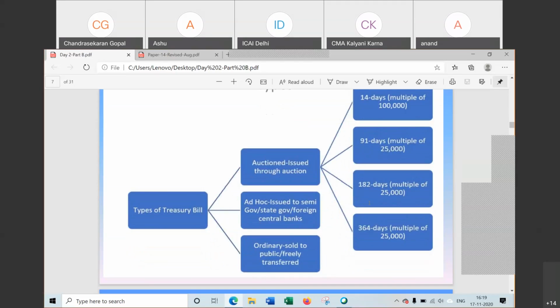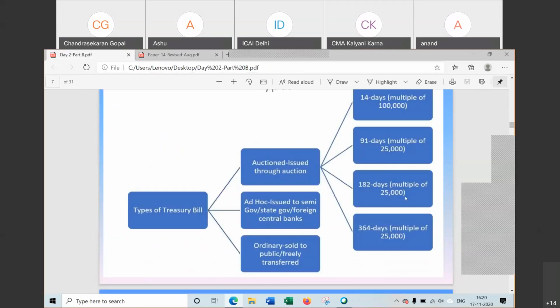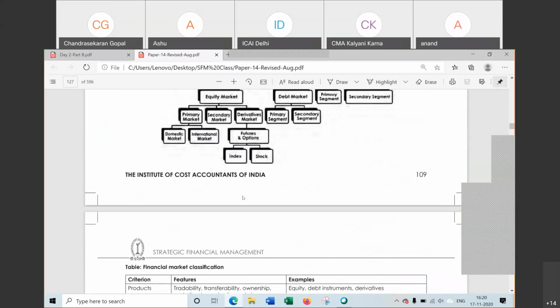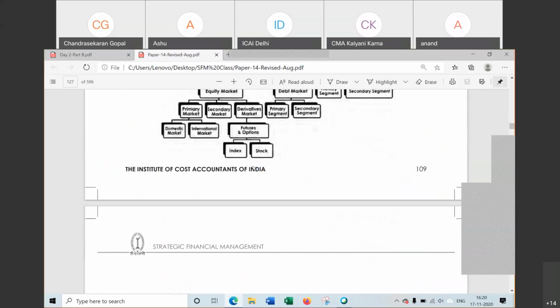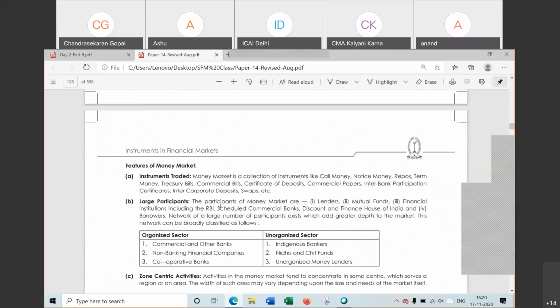Today we will mostly discuss the theory of this chapter, chapter 5, and mutual fund practical questions. So theory only for today. Now types of treasury bill: first one is auction, second is ad hoc, third is ordinary. In the book, when you revise the syllabus, this one we had done, and this is money market instrument. I have started with this one.